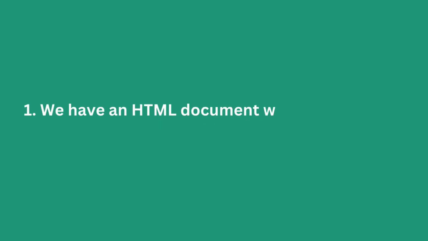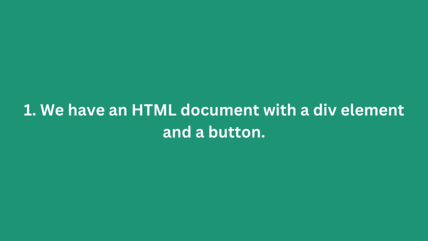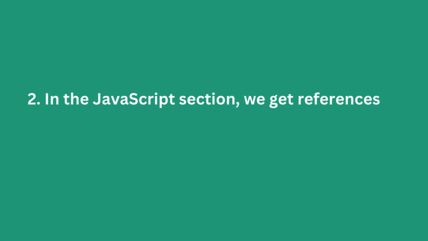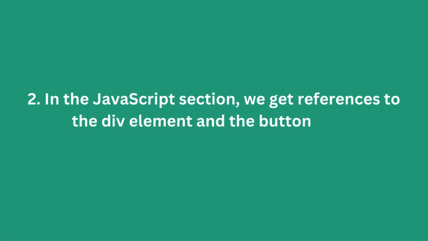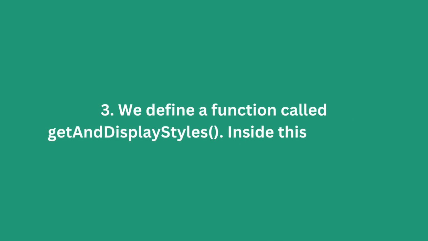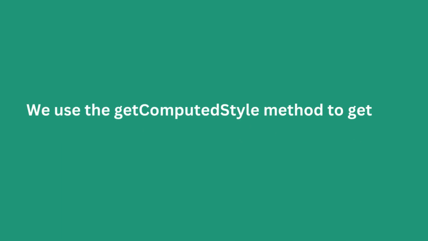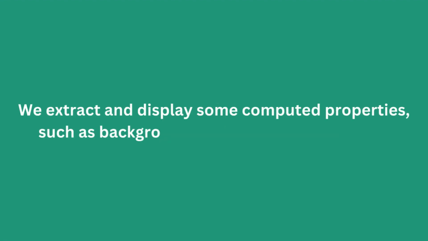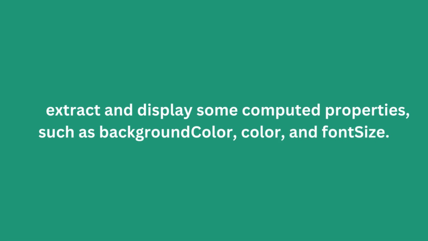In this example, 1. We have an HTML document with a div element and a button. 2. In the JavaScript section, we get references to the div element and the button using getElementById. 3. We define a function called getAndDisplayStyles. Inside this function, we use the getComputedStyle method to get the computed styles of the myDiv element. We extract and display some computed properties, such as background color and font size.